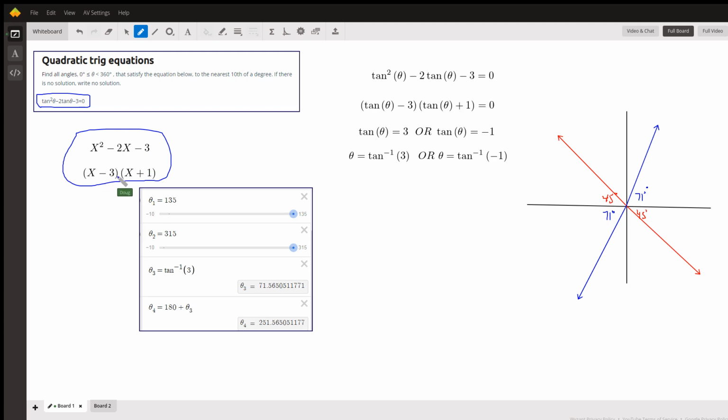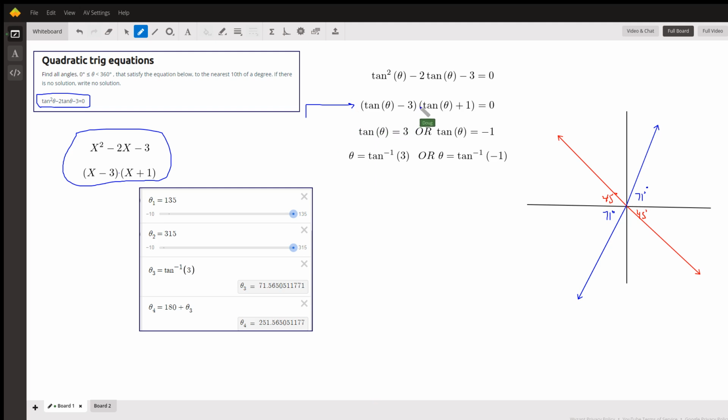2x minus 3, it would factor this way. You can double check that by multiplying these back together using FOIL. So that's indeed the factoring. So here, if we let this capital X equal the tangent of theta, here's how that trig equation factors.